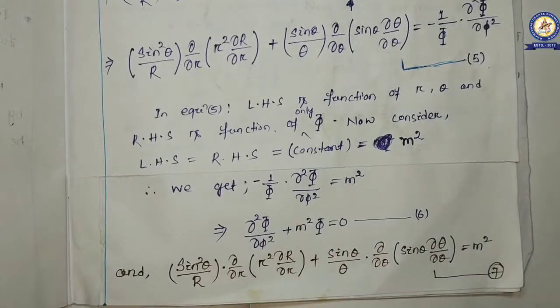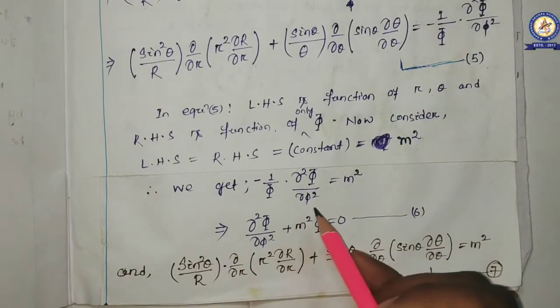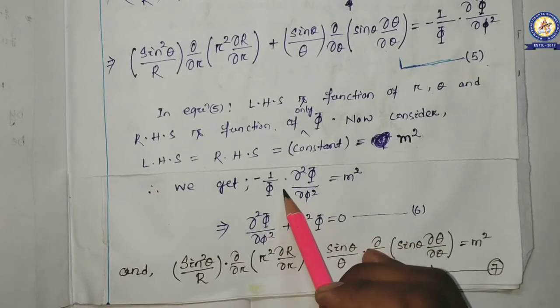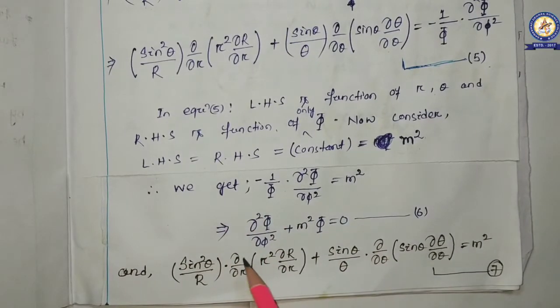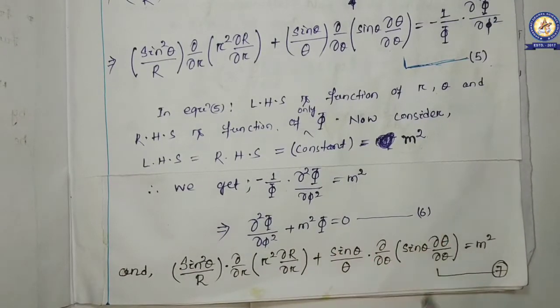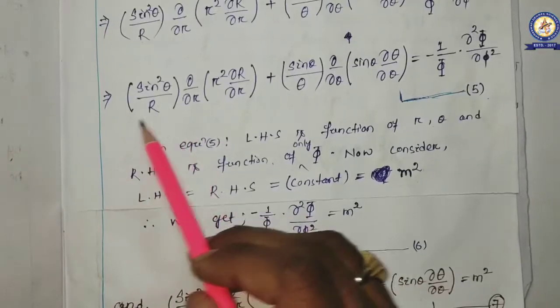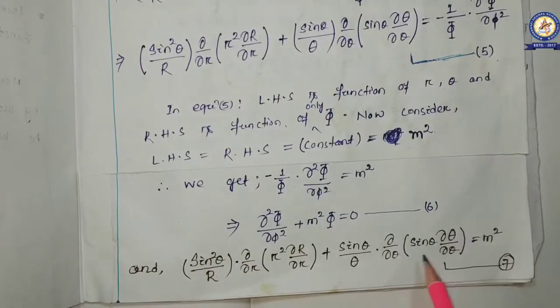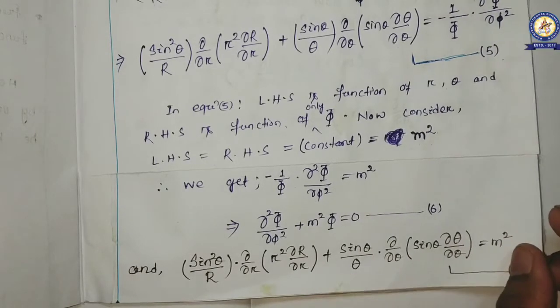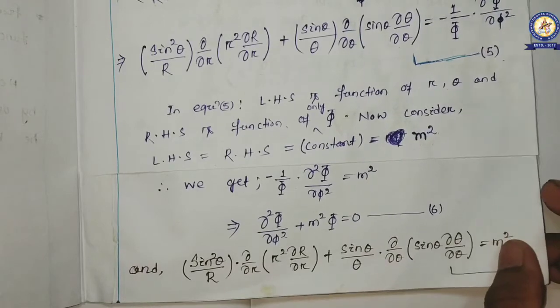So that implies, here you can see that phi is going to be multiplied with m square, and this will be taken to the left hand side, and by multiplying by minus we get del square by del phi square of capital phi plus m square capital phi equal to 0. Let this be your equation number 6, and this whole one equal to also m square, that means this is your LHS part. Let this be your equation number 7. Carefully you have to watch and write down your notes, okay, because notes are very essential from the exam point of view, right? We have to go to the next page.